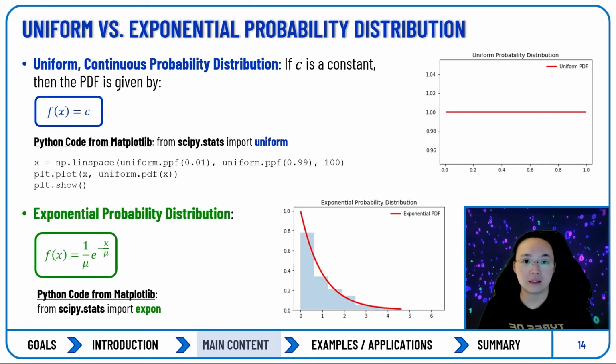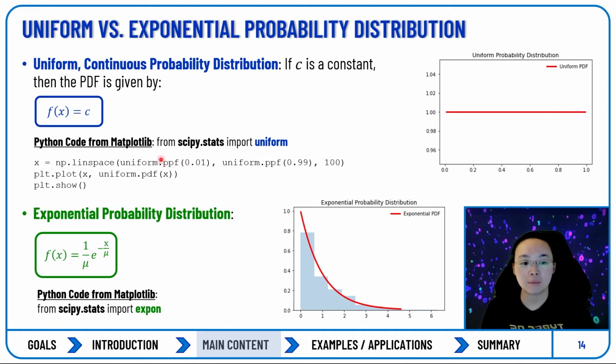So let's take a look at the uniform versus the exponential probability distributions. The uniform continuous probability distribution is essentially just a constant function. If c is a constant, then the PDF is given by f of x equals c, and you basically get a straight line. To draw this line, you can import uniform from scipy.stats and create all of your x values from the uniform distribution.